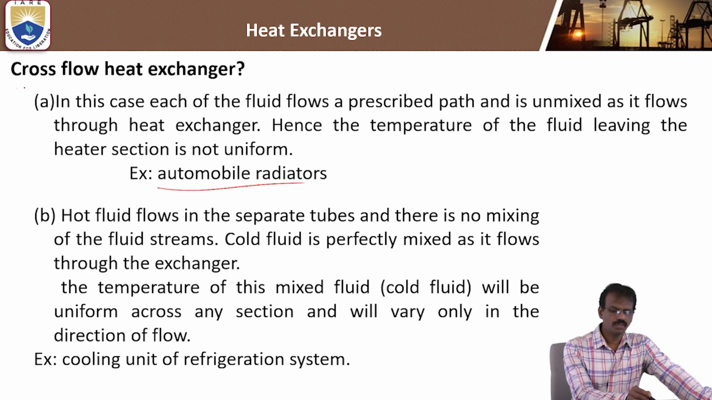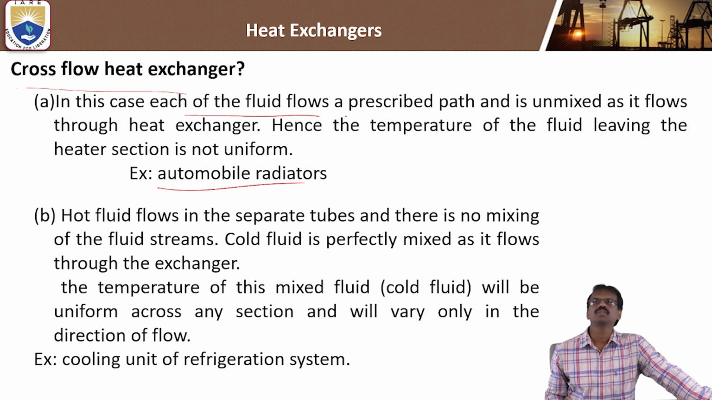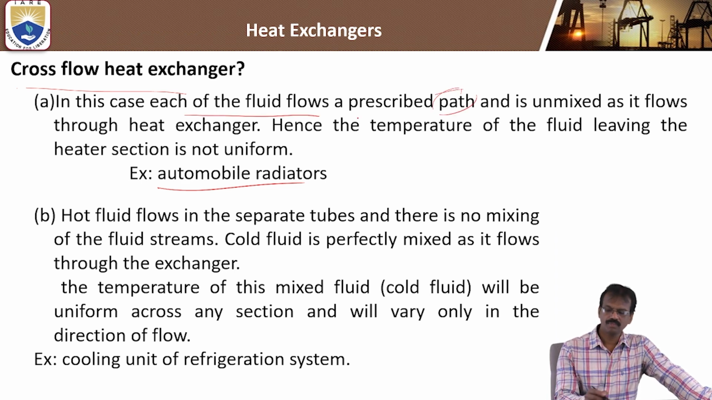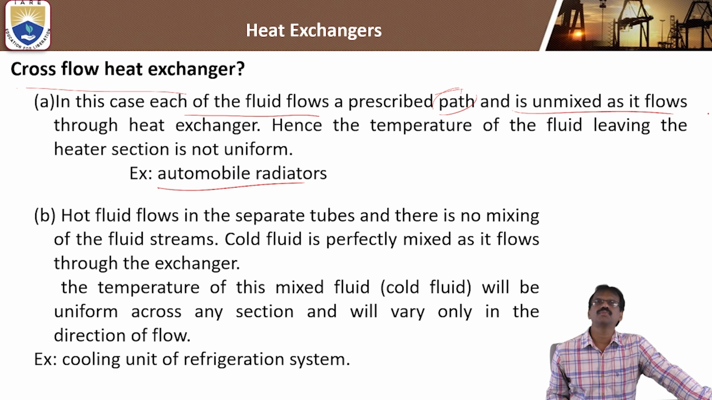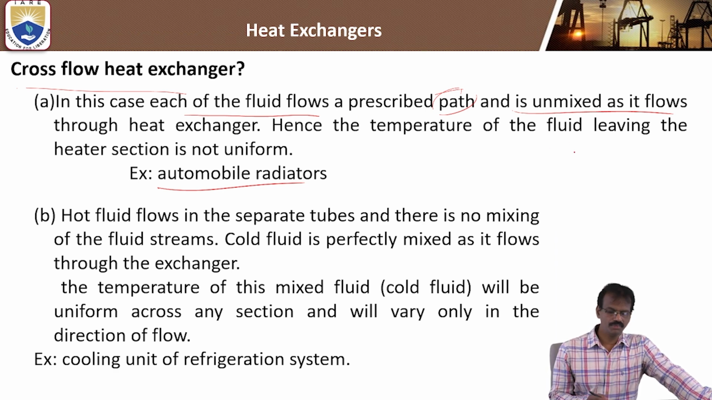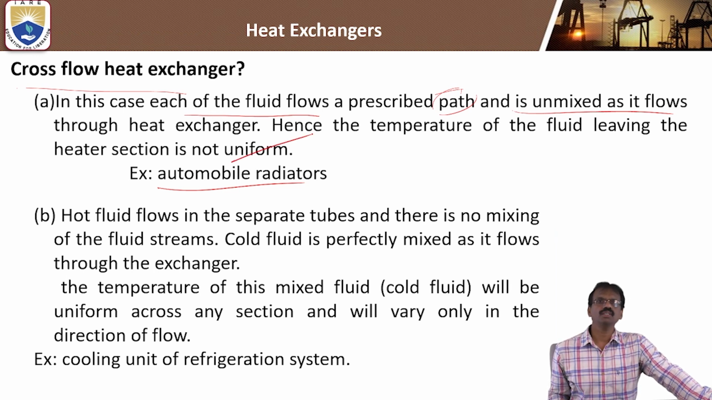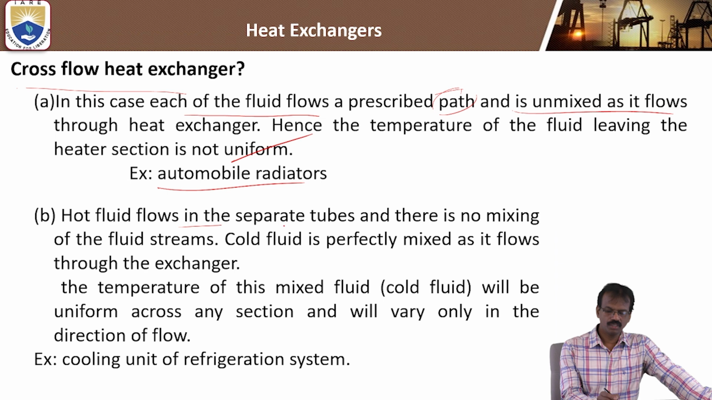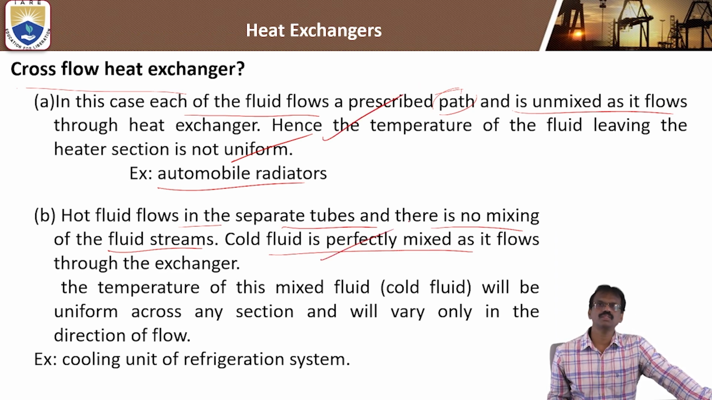So cross flow heat exchanger means in this case, each of the fluid flows a prescribed path and is unmixed as it flows through the heat exchanger. As the temperature of the fluid leaving the heater section is not uniform, hot fluid flows in the separate tubes. There is no mixing of the fluid streams. Cold fluid is perfectly mixed. So this is the completely unmixed both. Here one fluid is mixed, another fluid is unmixed.